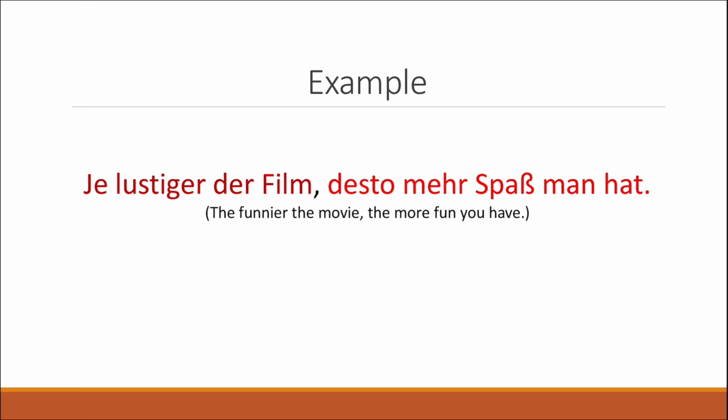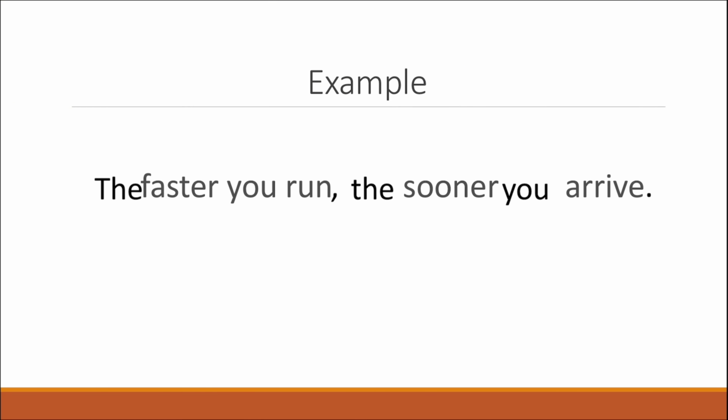If we consider this sentence, we have two clauses. First we have the first clause, je lustiger der Film, and then the second clause, desto mehr Spaß man hat. The first one is introduced by je, and you can see that this is basically the condition of the sentence. The funnier the movie, so the movie being funny is the condition. And then the second clause, introduced by desto, mehr Spaß man hat, is the consequence. So the funnier the movie, the consequence is that you're going to have more fun because the movie is funnier. So this is basically it.